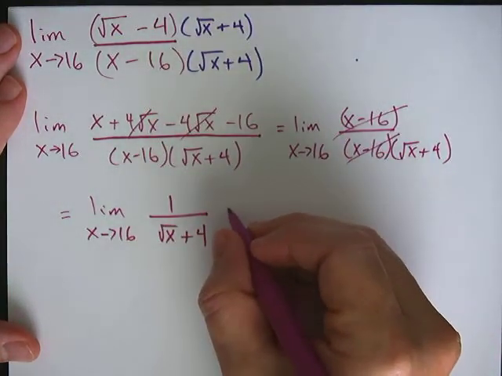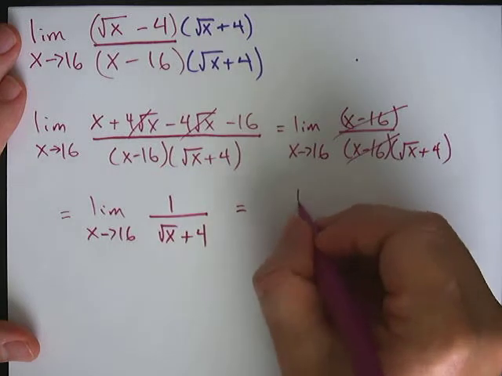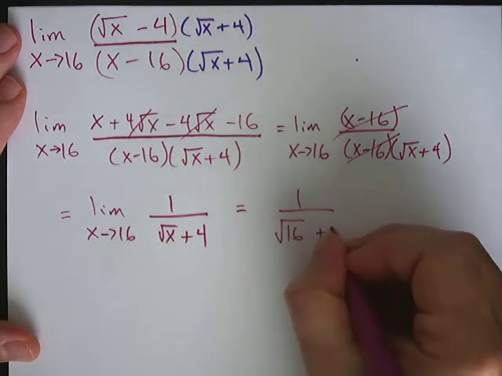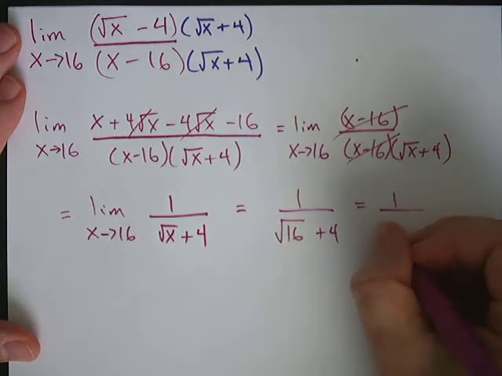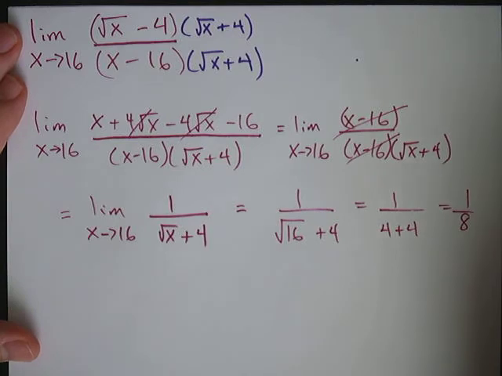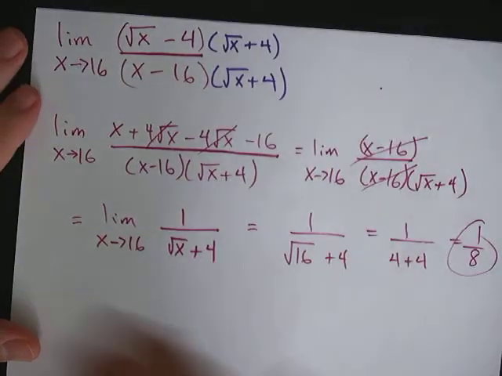And now if we plug in the 16, we should get something that's a lot better than 0 over 0. So square root of 16 plus 4 equals 1 over 4 plus 4 equals 1 over 8. So instead of 0 over 0, we actually get the limit of 1 over 8.